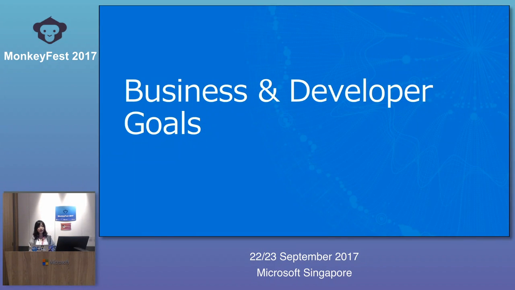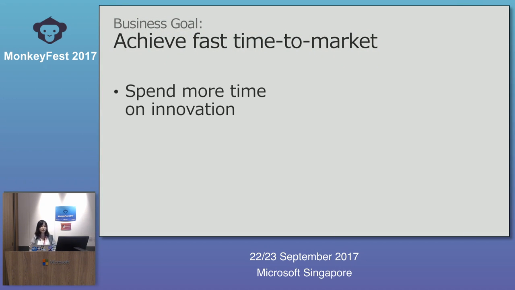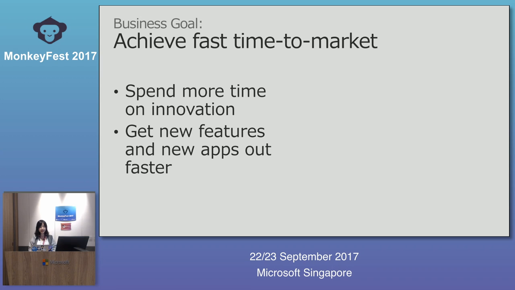So what I want to do is break down the three goals that we have for businesses and developers building a mobile application. For me as a developer, I just always want to be developing. To achieve first time to market, I want to spend more time innovating and adding new features and getting those features into my users' hands. It's very important.